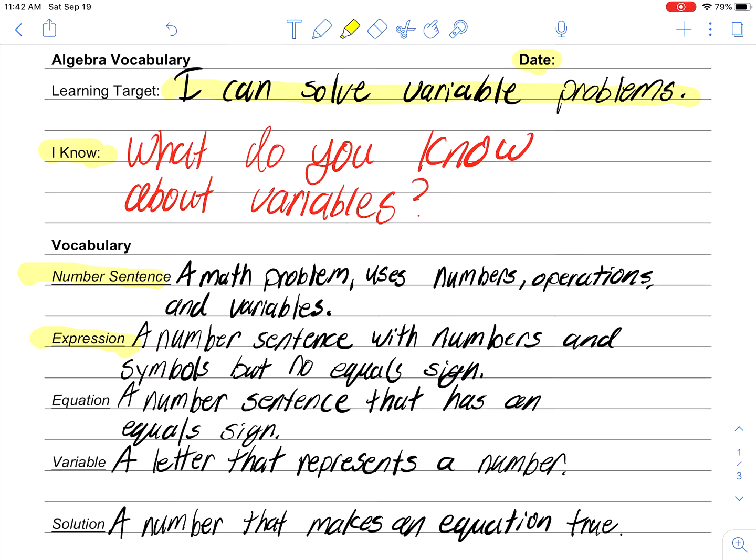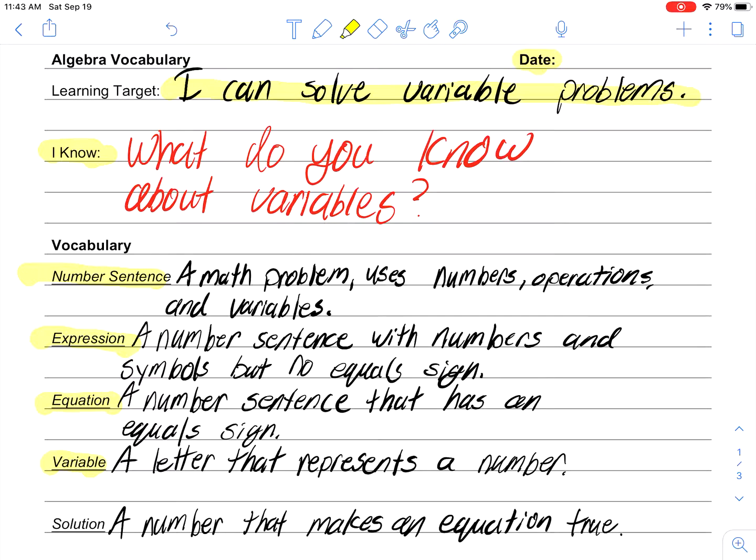An expression is a number sentence, so basically a math problem. It has numbers and symbols, but it does not have an equal sign. So for something to be an expression, it cannot have an equal sign. And then an equation is a number sentence that does have an equal sign. That's the difference between an expression and an equation, and that's an important difference. Expressions do not have an equal sign, equations do.